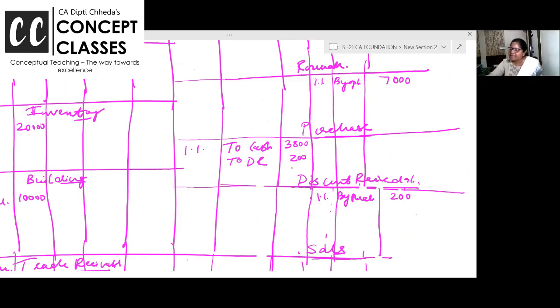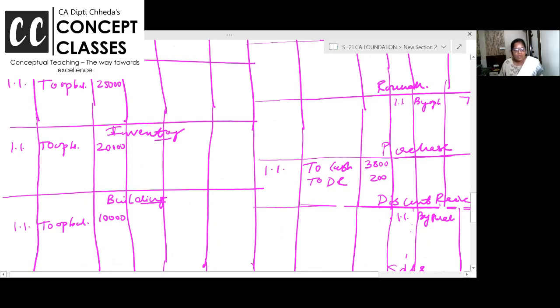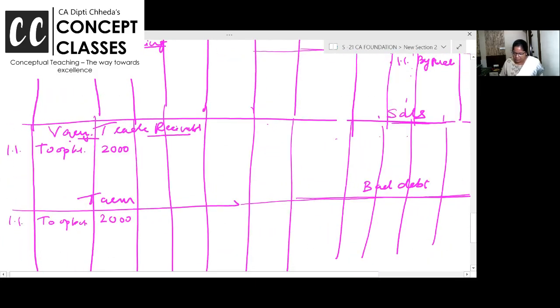Received 1980 from Varun and 20 rupees we have allowed him discount. Varun, we have to receive amount. So on 4th of January, we have received cash 1980 in full and final settlement. So 20 rupees can be put as discount, and can we close this ledger by doing double total, 1 line above, 2 line below, and done.